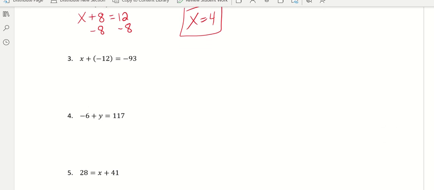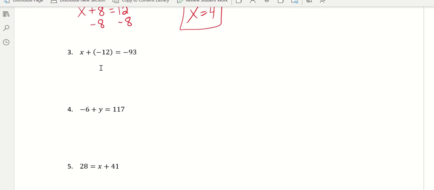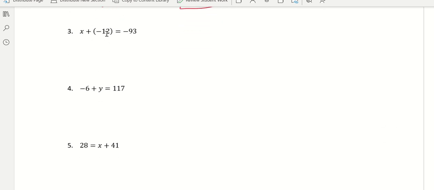Number 3. X plus negative 12 equals negative 93. Now remember, we want this negative 12 to be 0. So what's the inverse of adding negative 12? It's going to be adding 12. Or you could say the inverse of negative 12 is positive 12. So we add 12 to both sides of our equation, and we get x equals, well, negative 12 plus 12 is 0. That's canceling out. Negative 93 plus 12. Which number is further from 0? Negative 93 is further from 0, so this sum is going to be negative. And then how far is 93 from 12? In other words, what's 93 minus 12? It's going to be 81, right? So x equals negative 81.